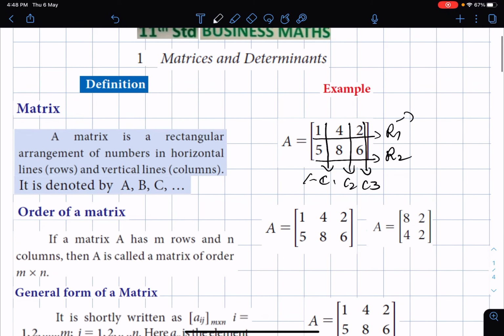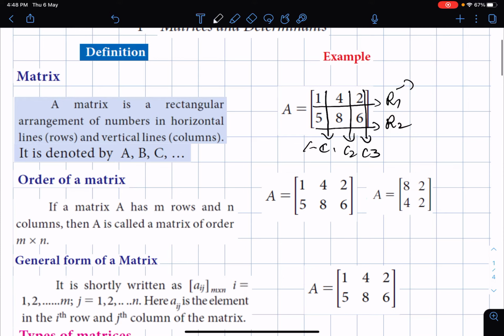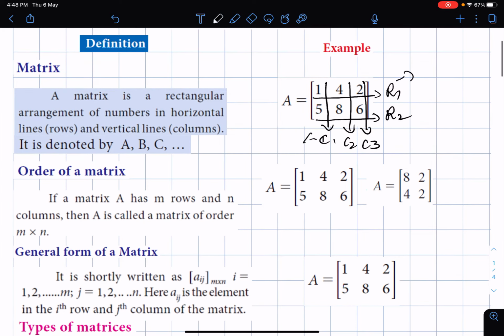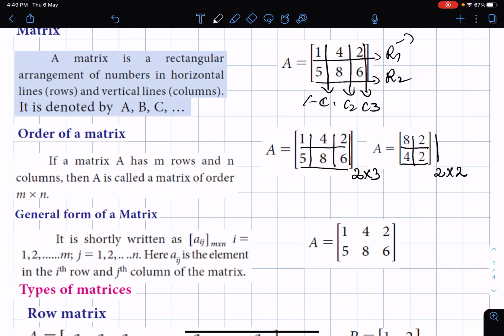So when you denote the matrix with a capital letter, you should also know what is the order of the matrix. That is, order denotes how many rows and how many columns are there in a matrix. For this example, we have taken the same example. Here you see, you have got horizontally 2 and vertically you have got 3. So this order is going to be, first comes the row, so 2 into 3. Here in the second example there are 2 rows and 2 columns. So this order is going to be 2 into 2. So this is how we denote the order. Whenever you see a matrix, first of all you have to denote the order of the matrix.